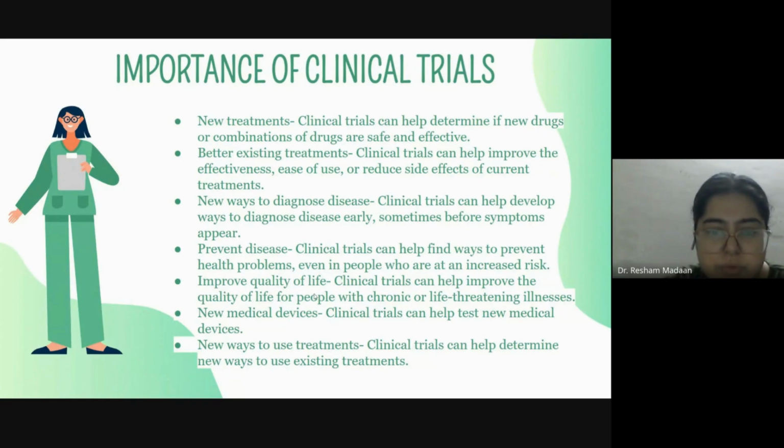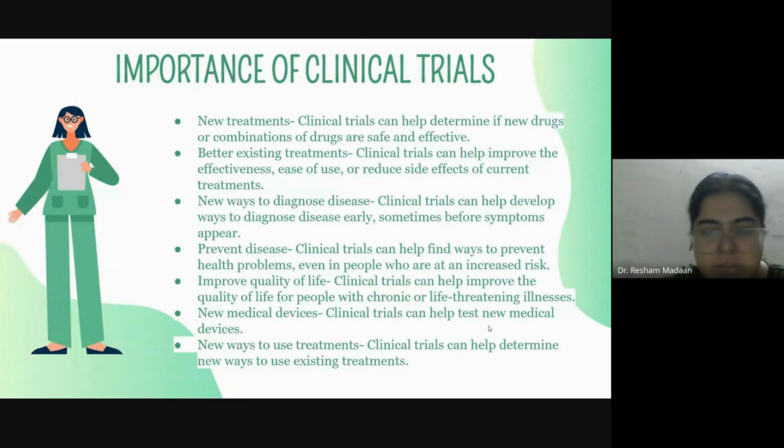Then improve the quality of life. Clinical trials can help improve the quality of life for people with chronic or life-threatening illnesses. It will be a great help to them. Then we have new medical devices. It is not just about drugs.